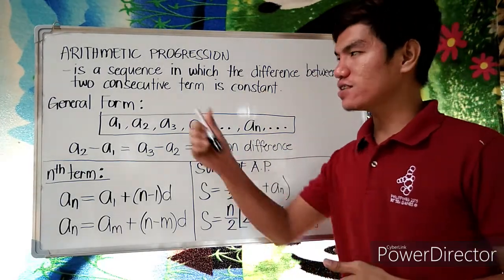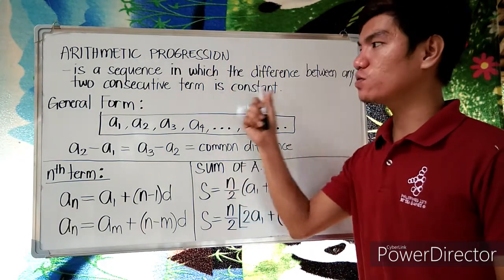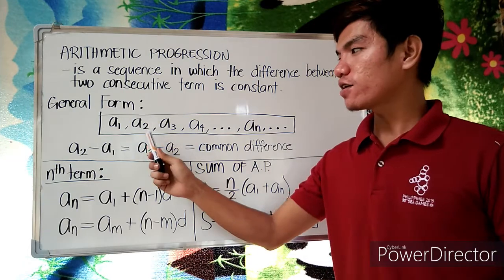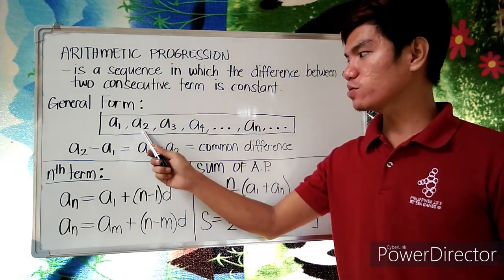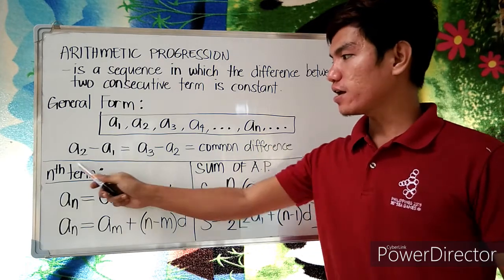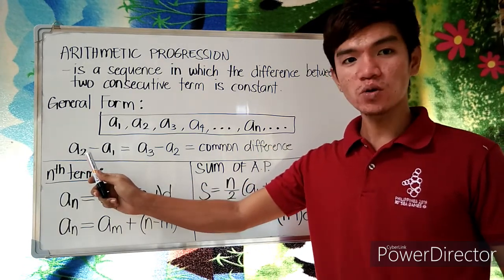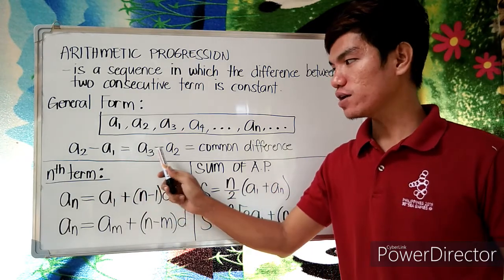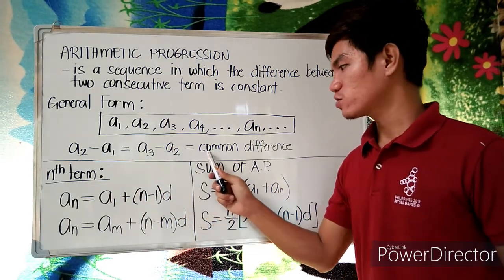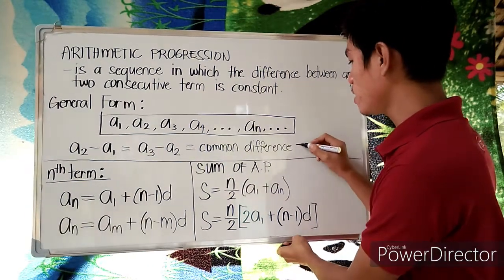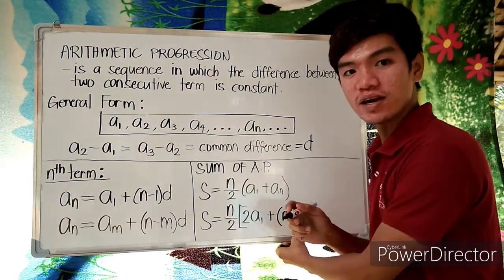Arithmetic progression is a sequence in which the difference between any two consecutive terms is constant. We have the general form a sub 1, a sub 2, a sub 3, a sub 4, and so on up to a sub n. The difference between two consecutive terms, a sub 2 minus a sub 1, is equal to a sub 3 minus a sub 2. So ito yung kanilang common difference, yung letter D.